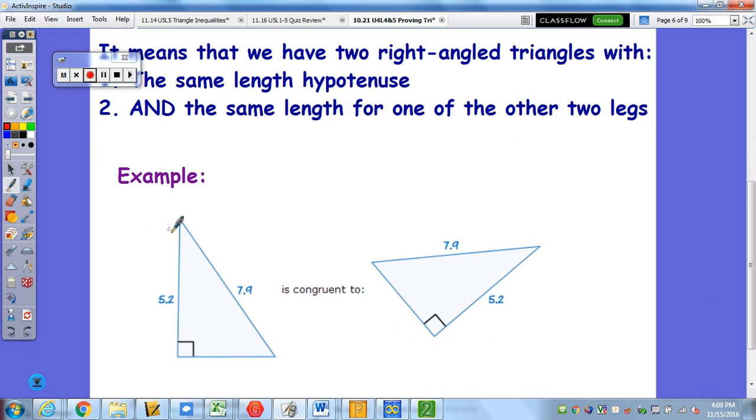So here I have a right triangle. I have the opportunity for this to be congruent by hypotenuse leg. Well, I can see here that this hypotenuse is congruent to this hypotenuse, and this leg right here is congruent to this leg right here. So this is the only one that I just need to have two pieces of information for. And so they're congruent by hypotenuse leg.